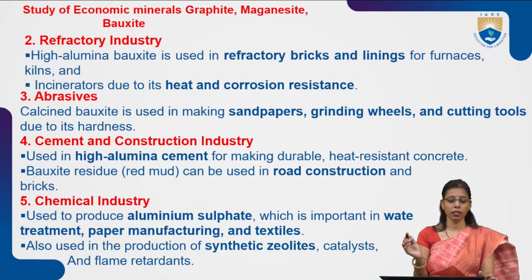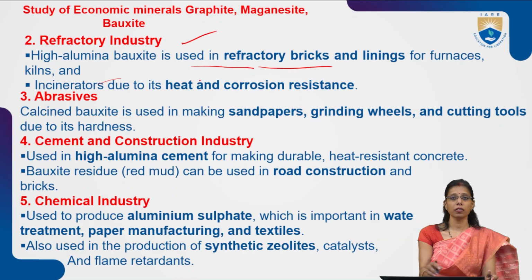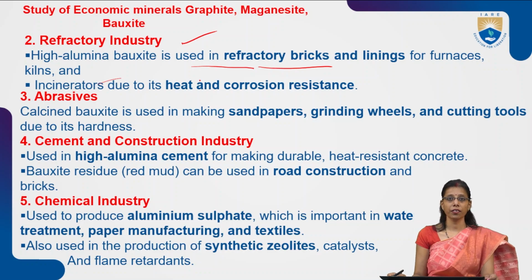Now the second application is the refractory industry. High-alumina bauxite is used in refractory bricks and linings for furnaces, kilns, and incinerators due to its heat and corrosion resistance. And the third application is abrasives. Calcined bauxite is used in making sandpapers, grinding wheels, and cutting tools due to its hardness. So this is also used as abrasives, like in sandpapers, grinding wheels, or cutting tools.